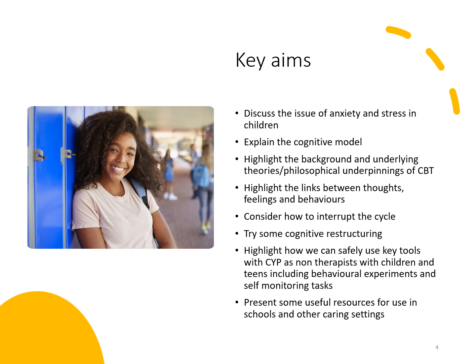So the key aims for today are that we're going to discuss this issue of anxiety and stress in children and think about how we can make use of the cognitive model in order to support them more effectively. I'm going to go through some of the background and underlying theories and principles of what actually underpins this model of cognitive behaviour therapy. We're going to be very clear and specific about highlighting the link between thoughts, feelings and behaviours and how we can explain that to children and young people, and also strategies by which we can interrupt that cycle of negative automatic thinking, feeling and behaving.